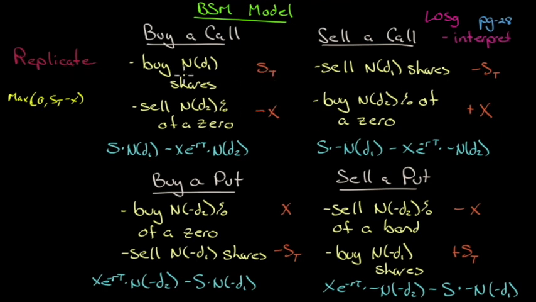If we have ST, we must be buying ND1 shares. Here we have a negative sign in front of this, so we're selling. We don't have to put anything down right now. All we have to do is say this is a positive sign, so we're going to buy. Negative sign, so we're going to sell. Positive, we'll buy. Negative, we'll sell.